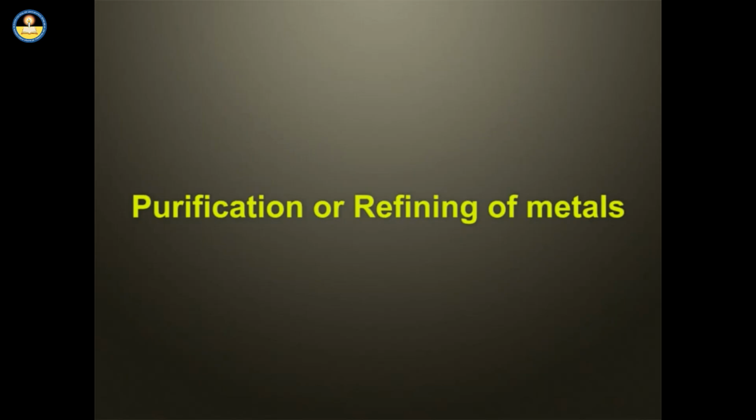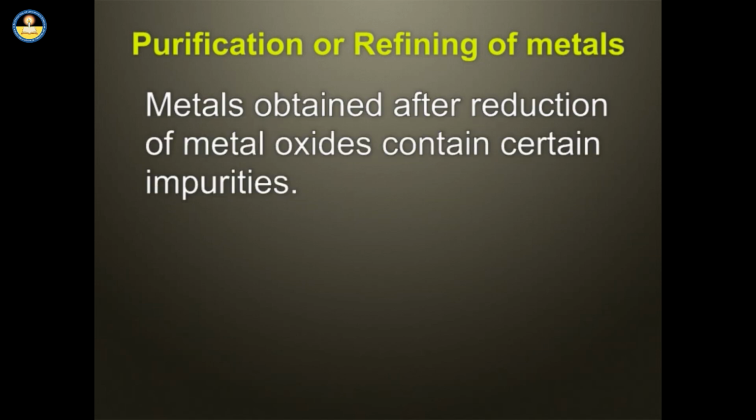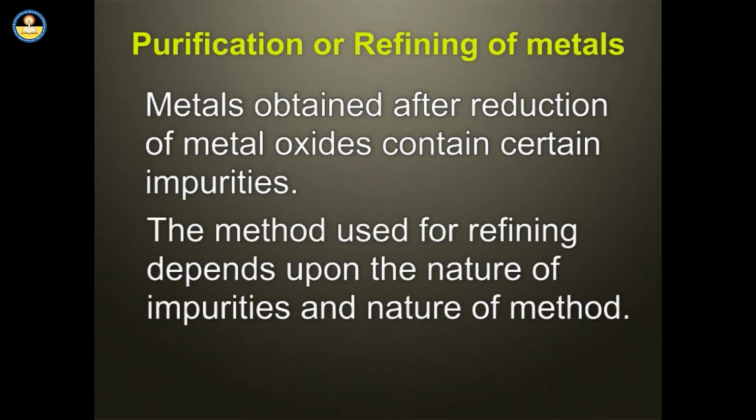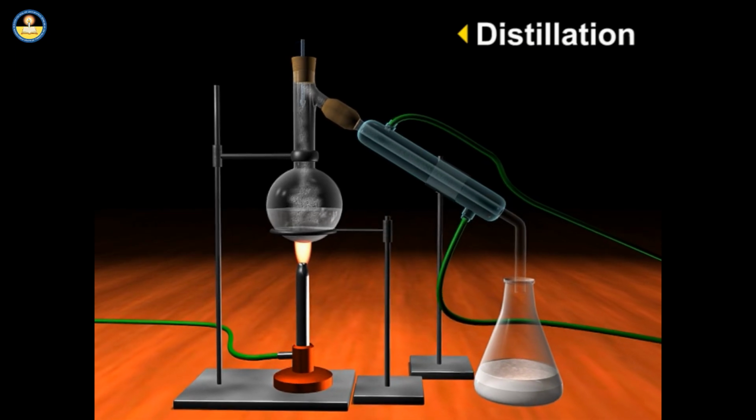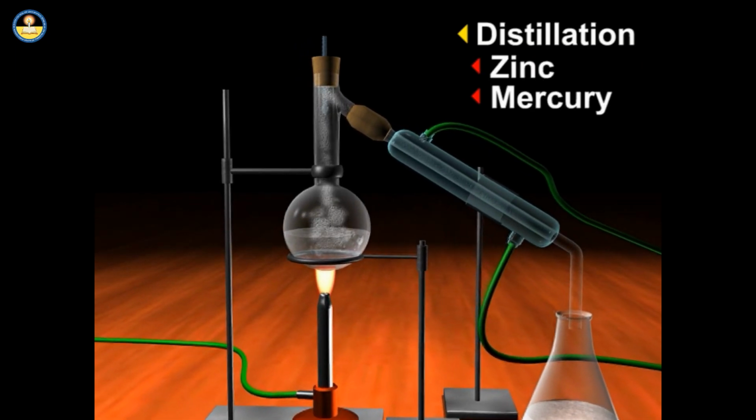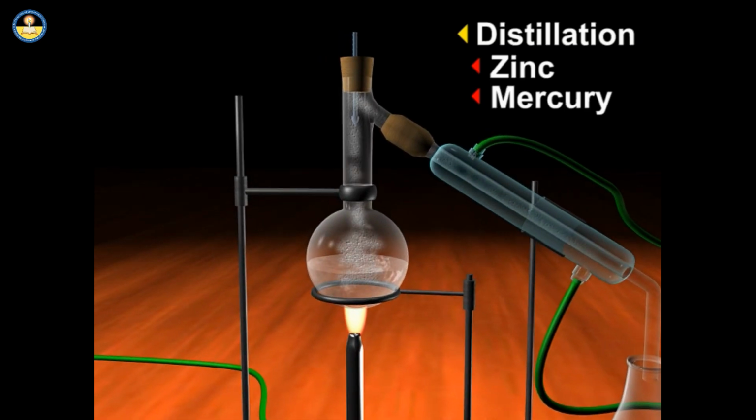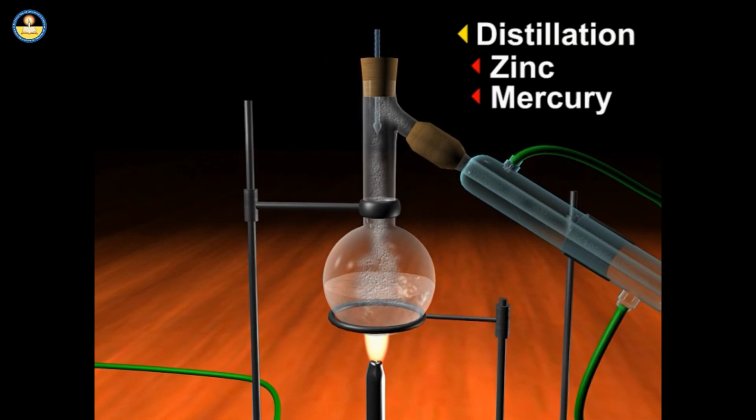Purification or refining of metals. Metals obtained after reduction of metal oxides contain certain impurities. The method used for refining depends upon the nature of impurities and the nature of the metal. Distillation is applicable where metals have very low boiling points. Zinc and mercury have comparatively lower boiling points than the impurities and therefore can be separated from them by the distillation method.